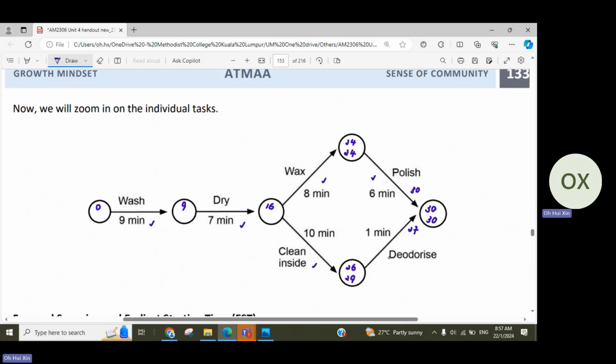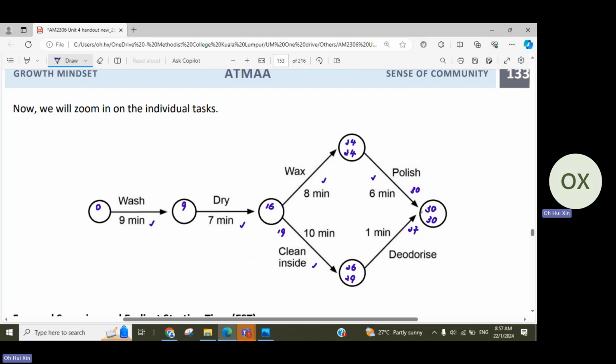Imagine deodorize will start as late as 29 minutes and you need 10 minutes to complete cleaning inside. So I can actually start cleaning inside as late as 19 minutes into the project. Am I right? Because 19 plus 10, I will still be able to start deodorize at 29, and I only need 1 minute for deodorize, so I can still finish everything within 30 minutes. Okay, so why do I need to write 19 here instead of writing inside? It's the same thing.